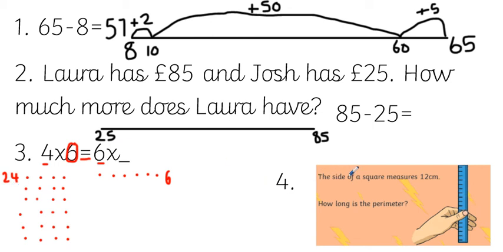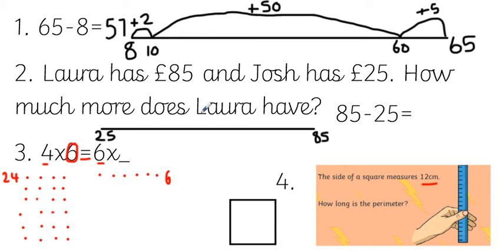Number 4. The side of a square measures 12 centimetres. So one of the sides of the square equals 12 centimetres. What it's asking you is how long is the perimeter of the square. Now the perimeter is the total length around the whole square.